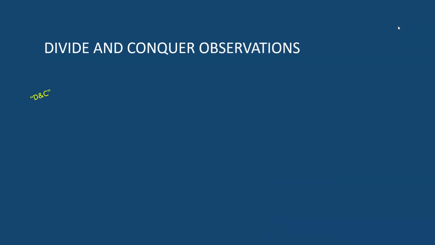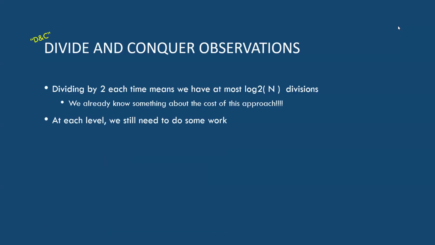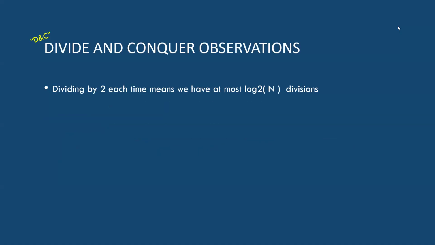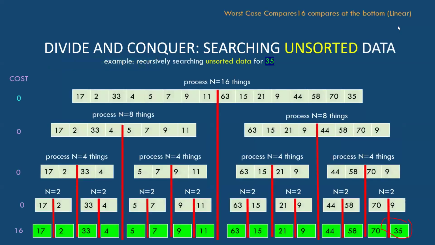Okay. So a couple observations. Each time we divide by 2, we know something about the cost because we are familiar with the logarithm at this point. And we may still do some work at each level. We haven't seen any algorithms yet that do work at every level. But imagine if I had to do work at every level. If I had to do work at every level, I know I have log base 2 of n levels. And then I've got to figure out how much work I am doing, considering that the size of each level kind of drops in half each time.